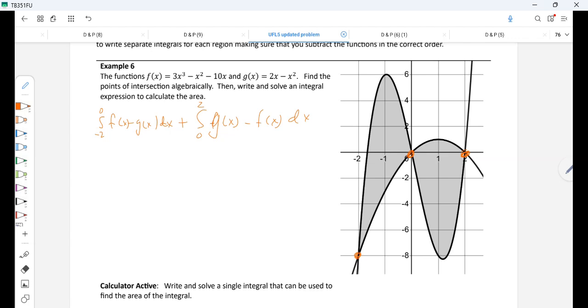Okay. So you label them as f and g. Yep, that works, because you're just redefining a different function. Yep. I like that.